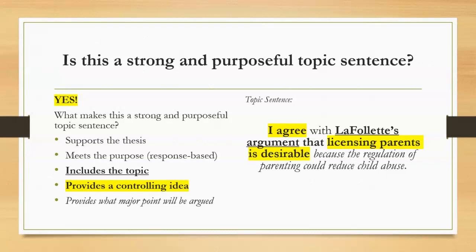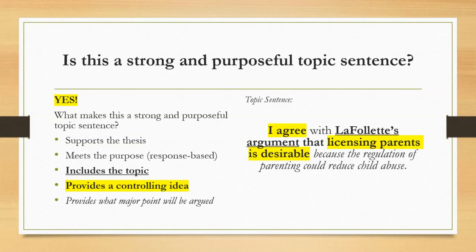So remember, we're writing an argument paper ourselves. It's just that it is a response argument, right? So within our argument, we are responding to La Follette's own argument in his proposal. So let's break that down. You'll see we've included the topic. The topic is La Follette's argument, specifically La Follette's argument that licensing parents is desirable. And the controlling idea is that we agree with that part of his argument. And then the major point, like, why is it that we agree with that part, that licensing parents is desirable? Well, notice that we've said, because the regulation of parenting could reduce child abuse.